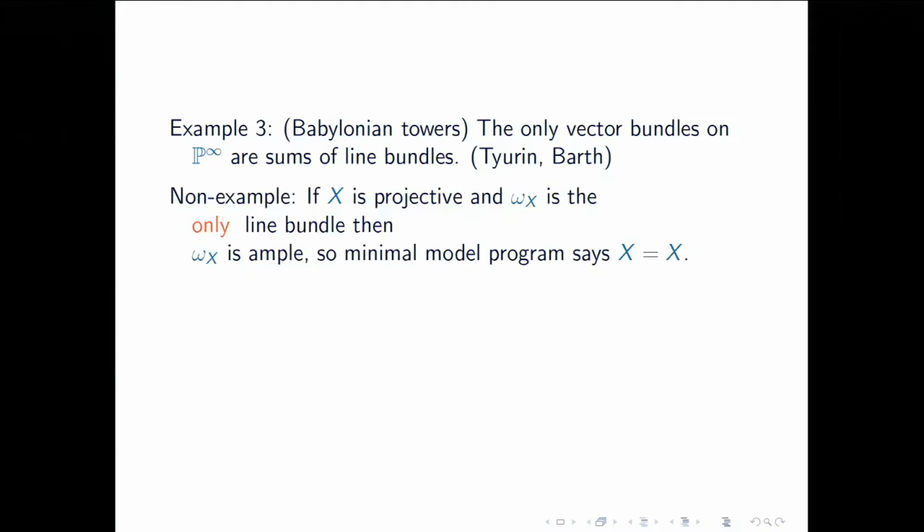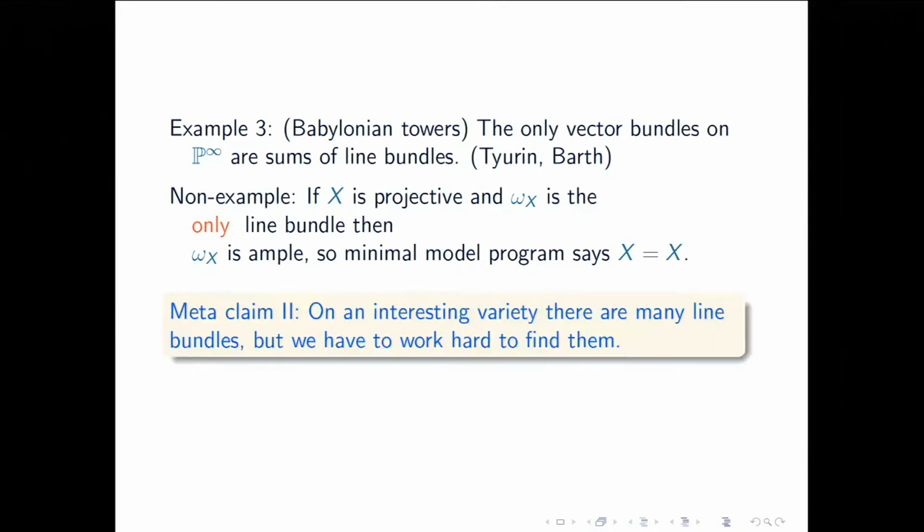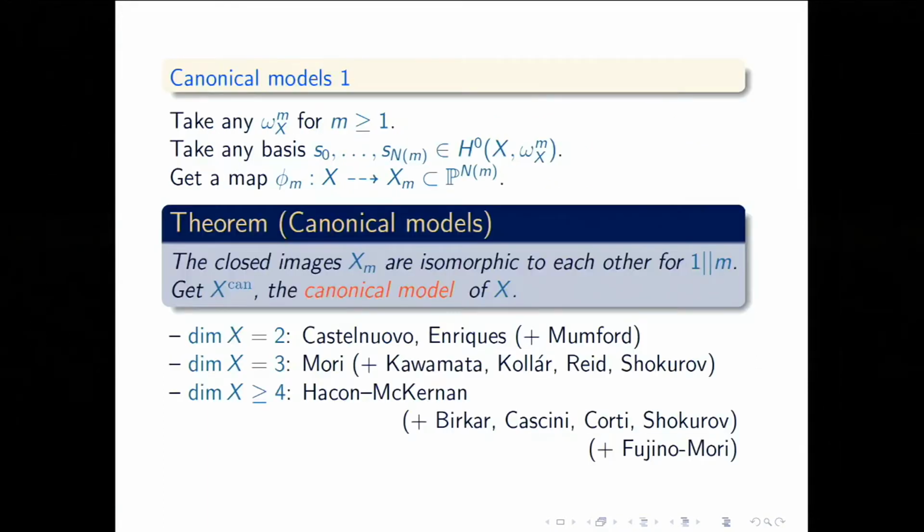Now, on the other hand, if you really believe this meta claim, then the proof of this whole minimal model program becomes very easy, because it's a projective variety, so there's an ample line bundle, so that means that omega X is always either ample or anti-ample or zero, which is not completely true, so maybe the right claim is that there are line bundles, but the only one you can actually easily find is the canonical bundle. And so, if we agree that's the only line bundle we can find, let's use that.